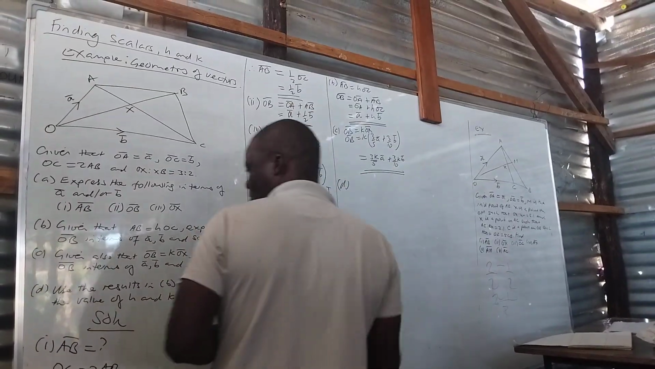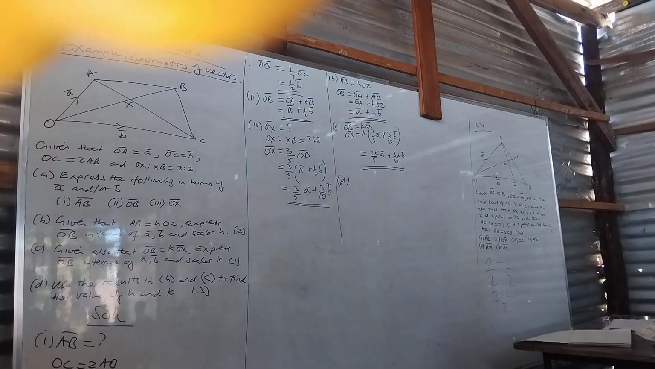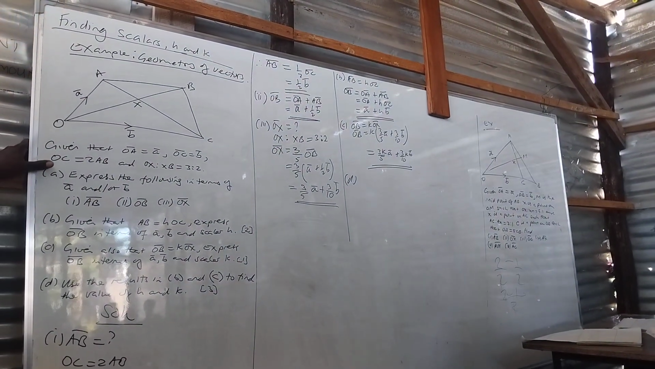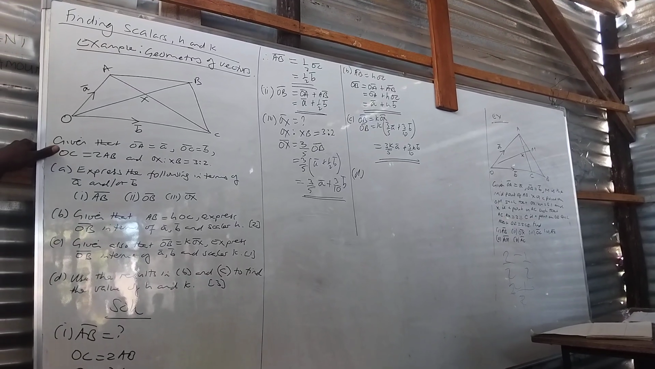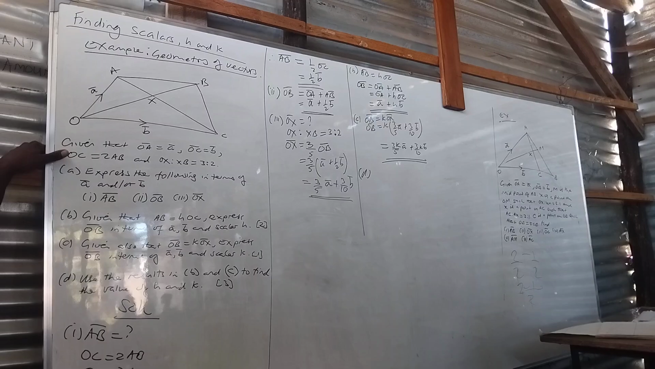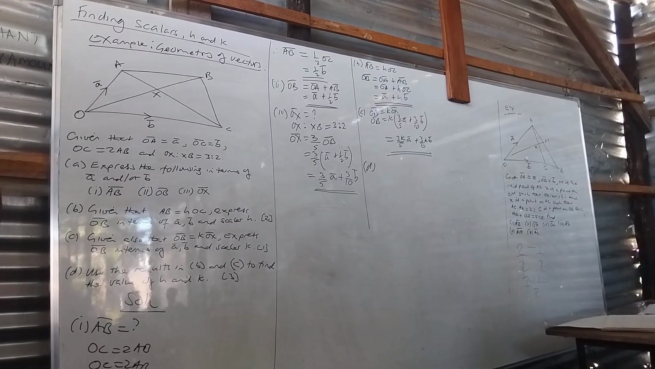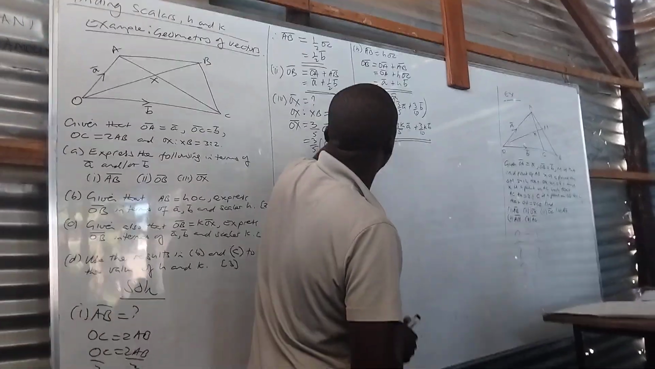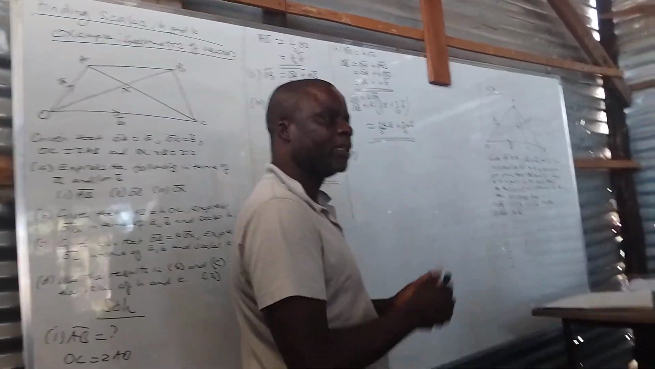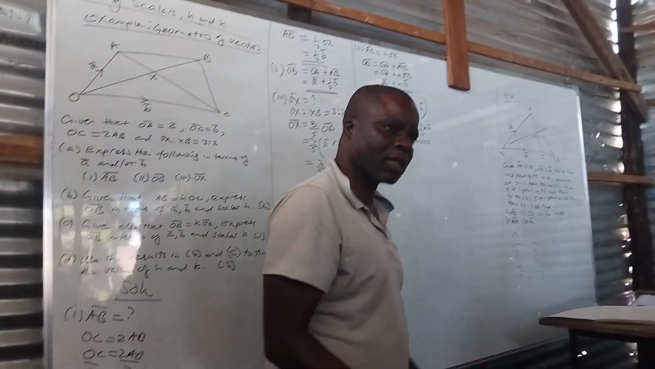Part D. Use the results in B and C to find the value of H and K. What are the results of B and C? Write down the results.